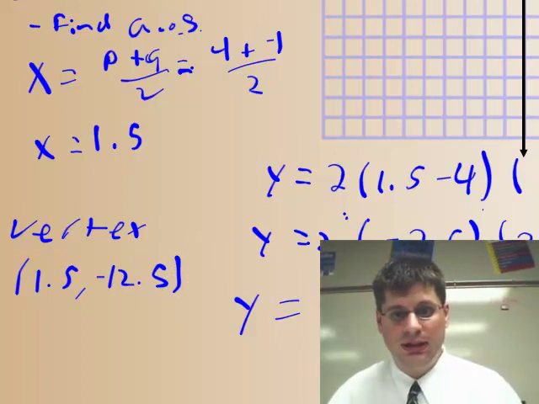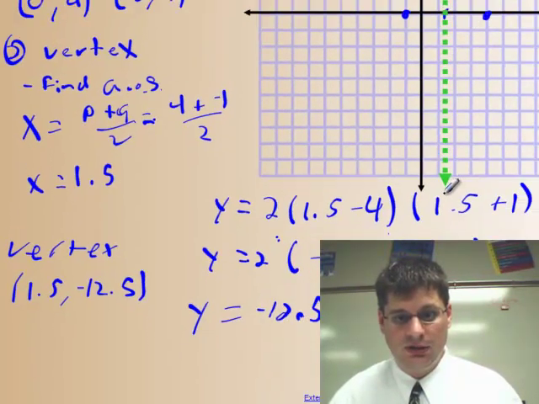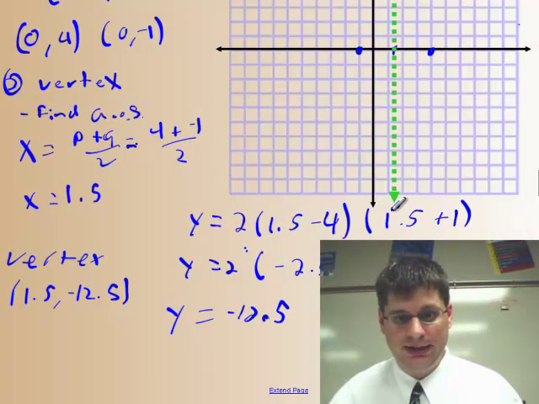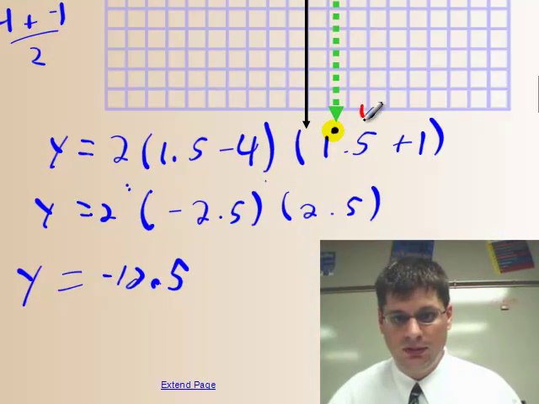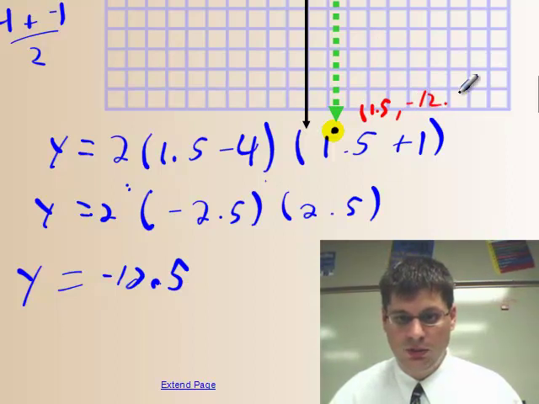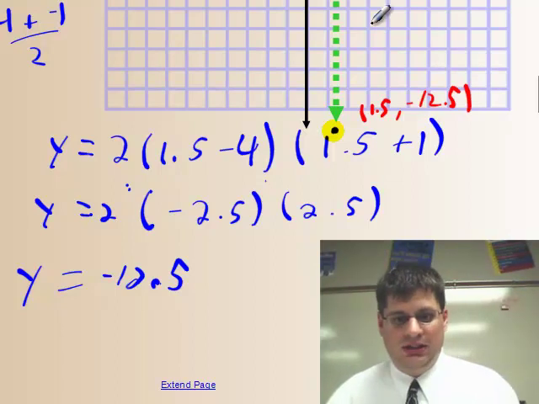Okay, so my graph isn't quite big enough for that. So that point's going to be actually beyond my graph. I'll just put it right here. Let me highlight that point. So that's my point right there. It's 1.5, negative 12.5. Okay, I'm doing that so you can see it.